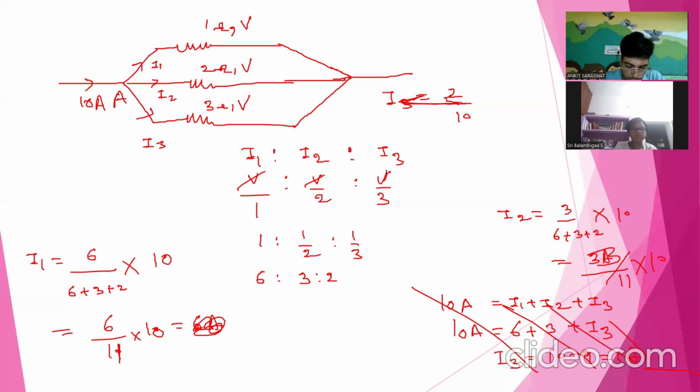Any doubt? No, sir. Now write down, find the current. One more question. Find the current and potential drop across each resistor.